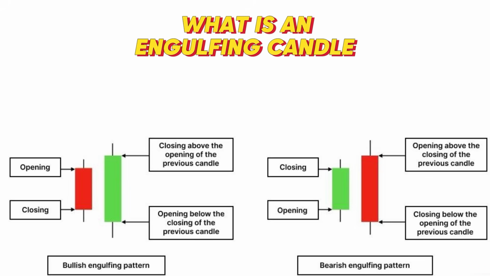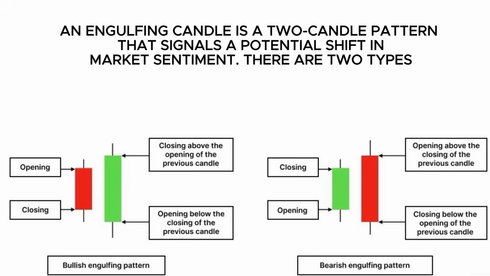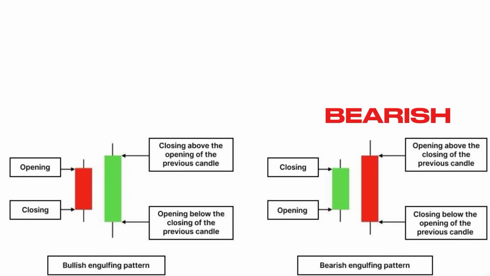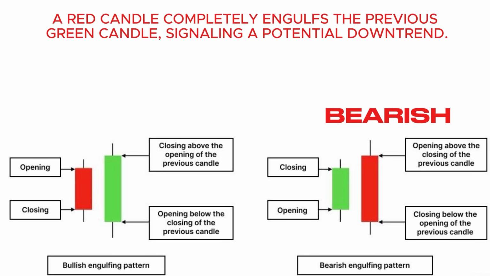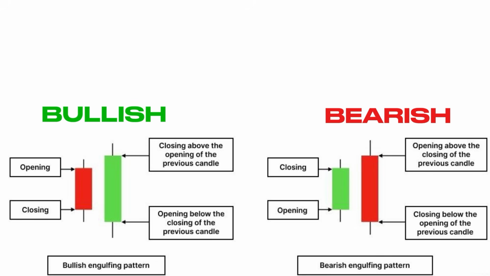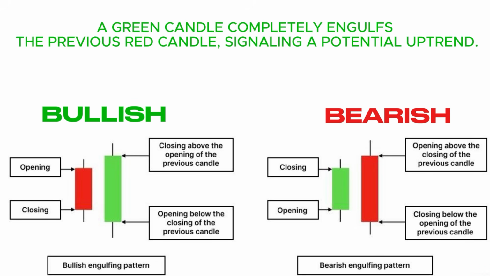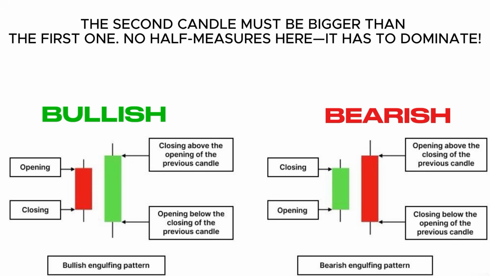All right, let's keep it simple. An engulfing candle is a two-candle pattern that signals a potential shift in market sentiment. There are two types: bearish engulfing. A red candle completely engulfs the previous green candle, signaling a potential downtrend. Bullish engulfing. A green candle completely engulfs the previous red candle, signaling a potential uptrend. Key rule: the second candle must be bigger than the first one. No half measures here. It has to dominate.